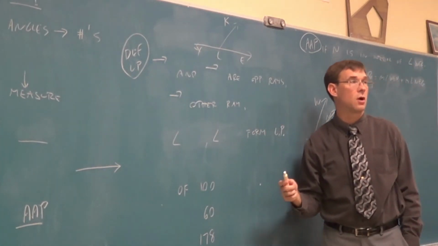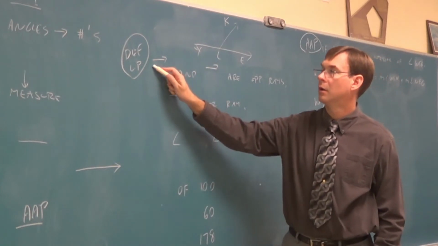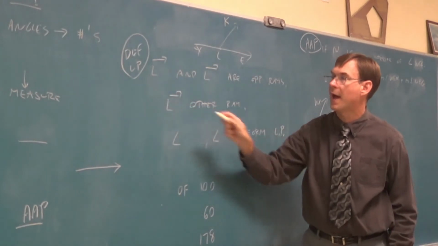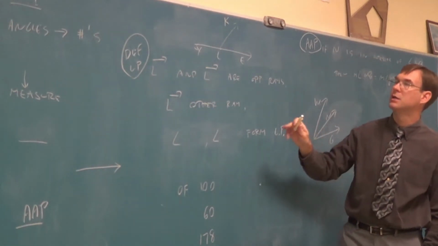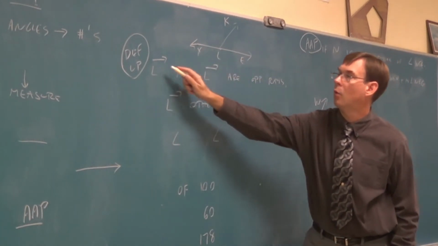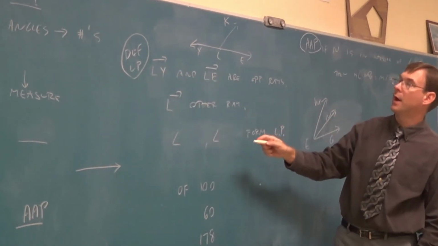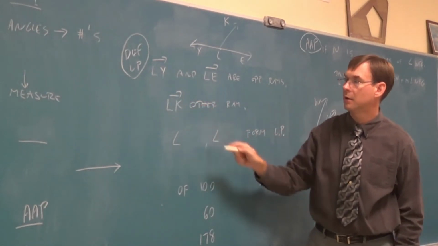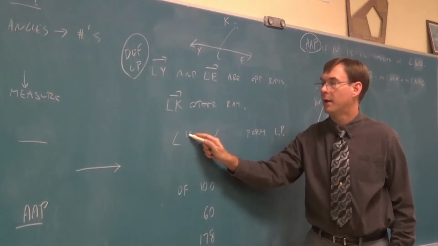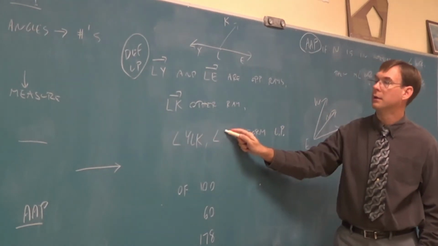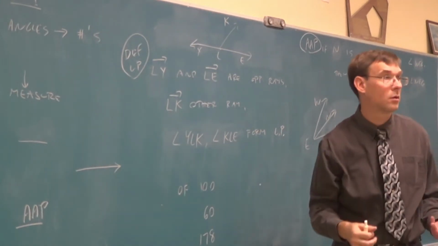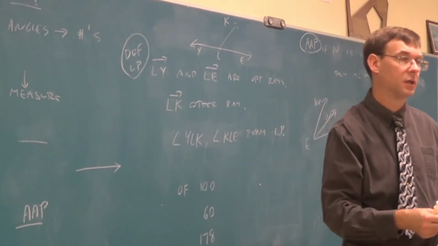What are all the rays going to start with now? L. Since L is the center where all the action happens, the opposite rays are LY and LE. The other ray, LK. The angle names, YLK and KLE. Question about linear pair action.